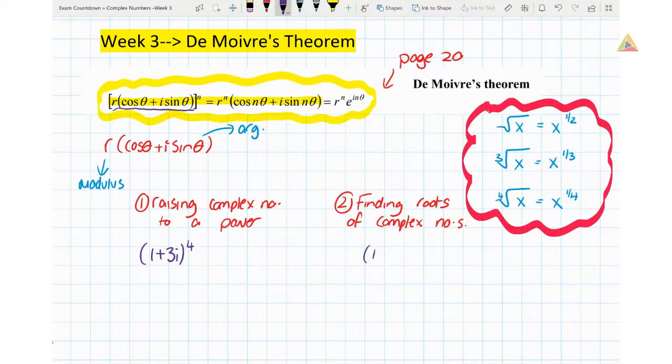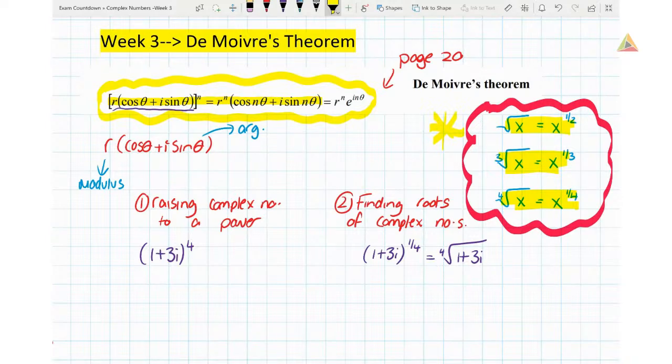What do I mean by finding roots of complex numbers? Well, for example, if I was asked to raise that complex number to the power of 1/4, that's exactly the same thing as being asked to find the fourth root of the complex number. Over here on the right hand side of the page, just to remind yourself of your laws of indices, the square root of x is exactly the same thing as x to the power of a half. That means the cube root is x to the power of a third, and the fourth root is x to the power of a quarter, and so on. The fifth root would be x to the power of 1/5.